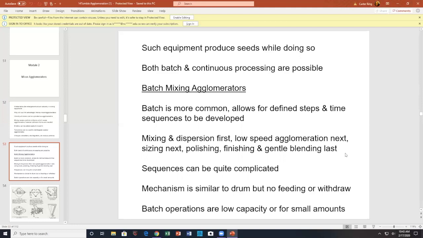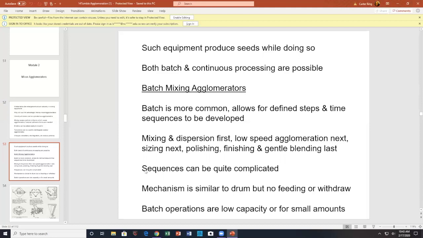So I guess I have an assignment for you. I want you to go on YouTube. YouTube's fantastic. And I want you to find out how they make jelly beans, right? Jelly beans being an agglomerate. So you have various steps in making jelly beans. One of the more interesting ones is how the seeds for the jelly beans are made. Anyway, that's your assignment.